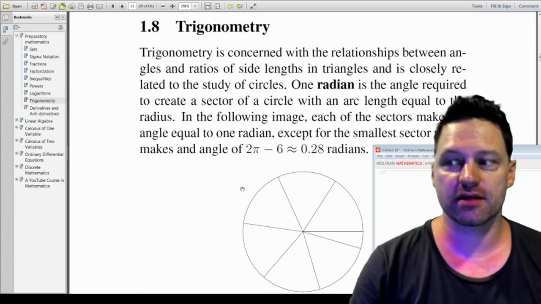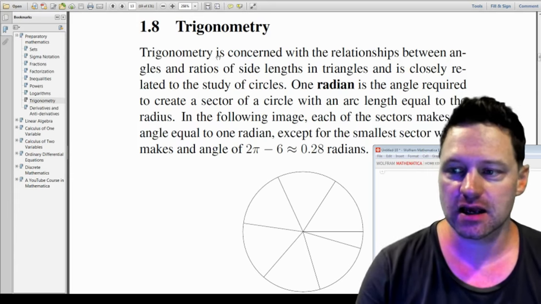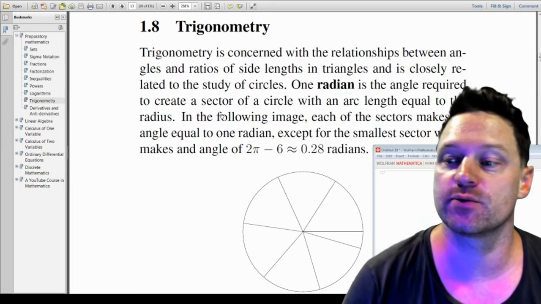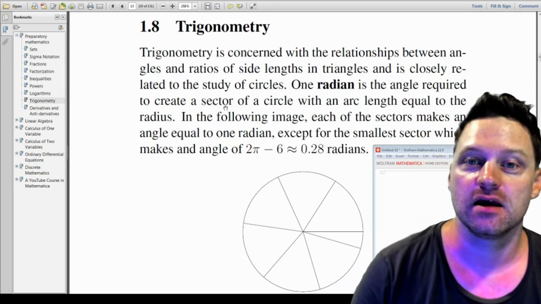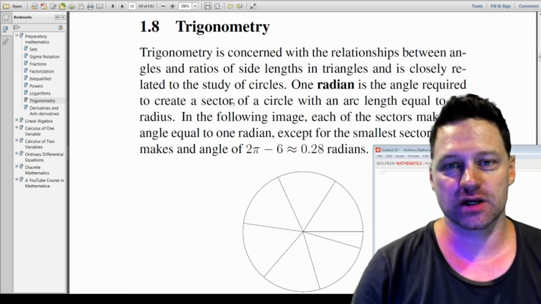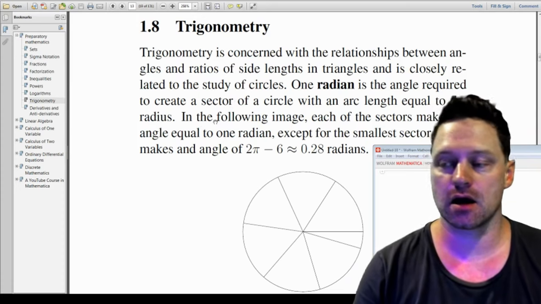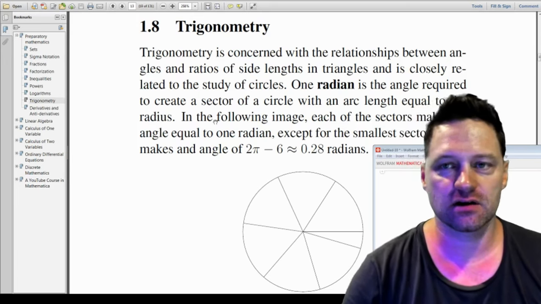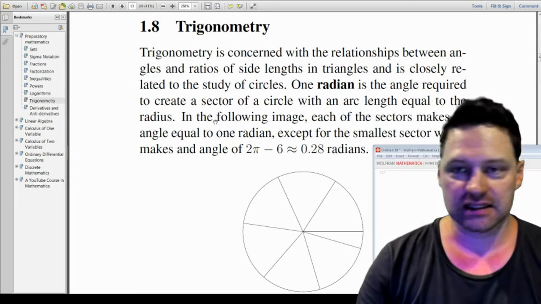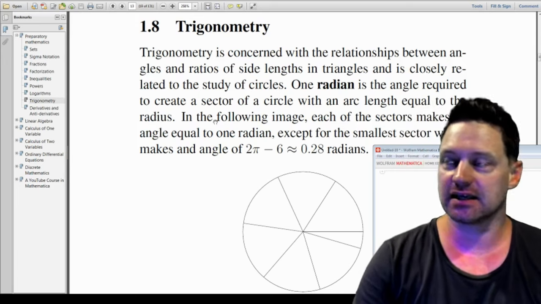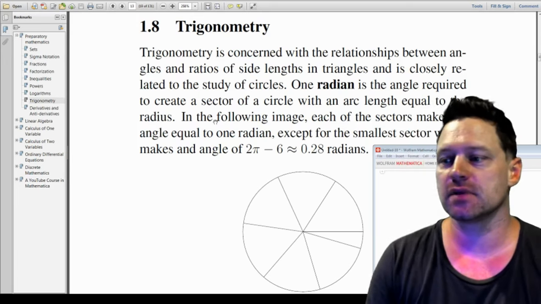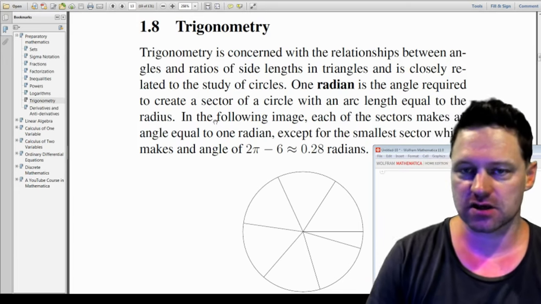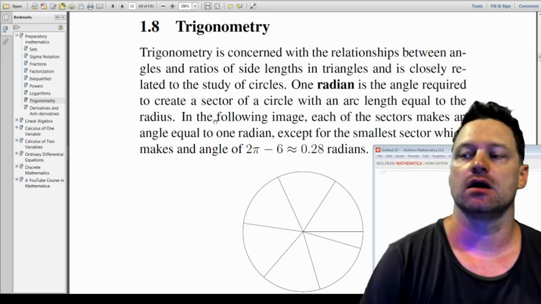It's concerned with relationships between angles and ratios of side lengths in triangles, and is closely related to the study of circles. Circles are ubiquitous in mathematics, meaning they appear just about everywhere: when you are calculating an integral, when you are dealing with triangles, when you are dealing with just numbers even, when you're dealing with statistics, all kinds of things. Circles are of fundamental importance.